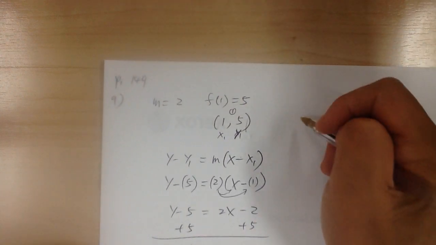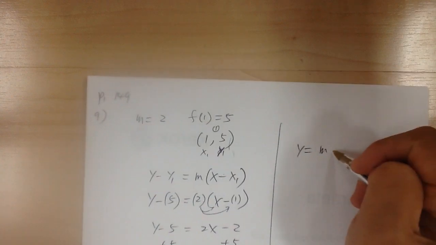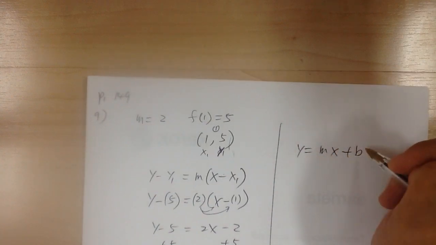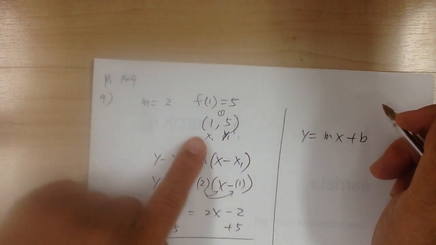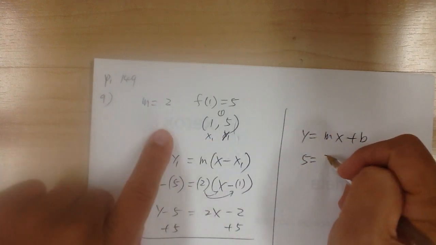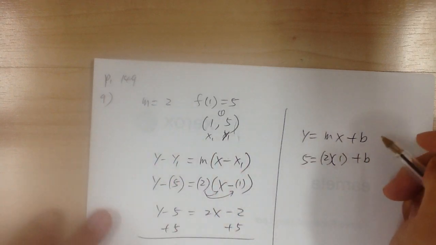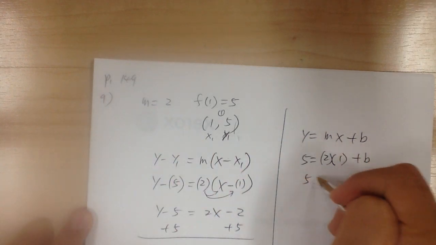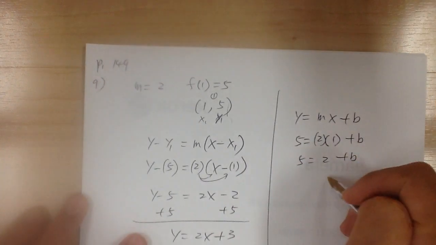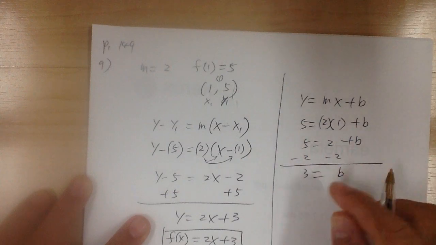Now you also can use the slope intercept form, y equal to mx plus b, and you can substitute this into here. So y is 5 equal to 2 times x is 1 plus b, and so 5 equal to 2 plus b, so you can minus 2 on both sides. So you got 3 equal to b, right?